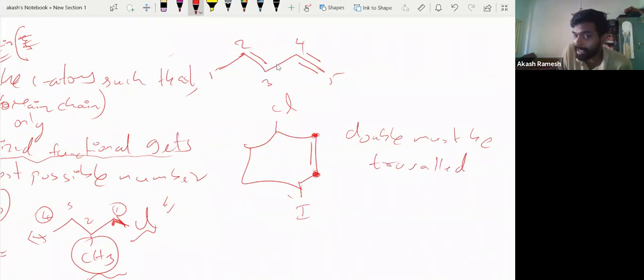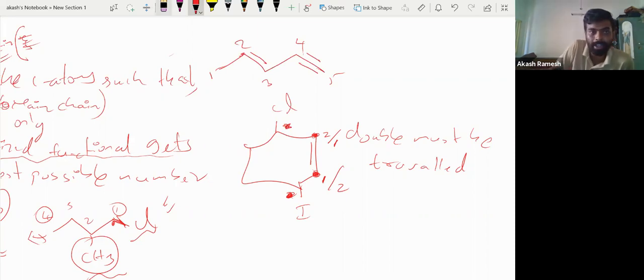So what I'm trying to say is, if you make one here, for example, you cannot put 2 here. This is absolutely wrong. You have to travel the double bond. You can put 2 here only. Or if I put 1 here, you cannot put 2 here. No, you have to put 2 here only. You have to travel the double bond. Once you travel a double bond, it has to be traveled fully.